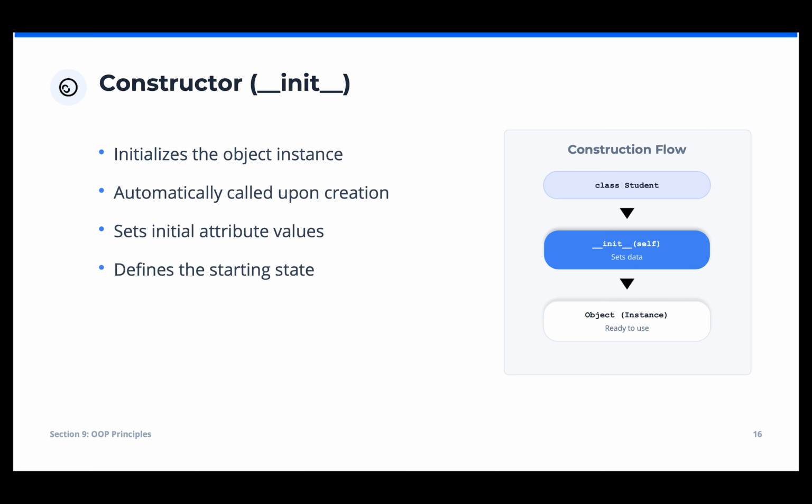Now we are moving to the constructor. The constructor, __init__, is the method used to initialize an object when it is created. It is automatically called upon creation and is used to set starting attribute values. This is how we make sure a new object begins with the right internal state.